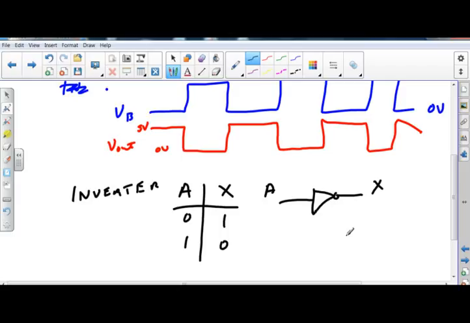Okay, and I can make that with a diode. I'm not going to make it with a diode. I'm going to make it more complicated than that. But I could make it with a diode, a transistor, whatever.